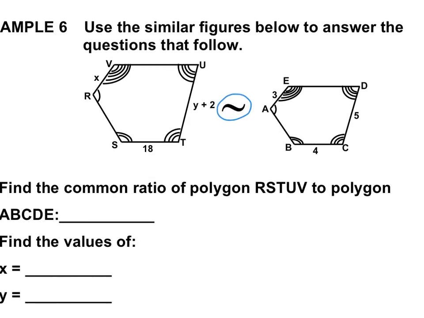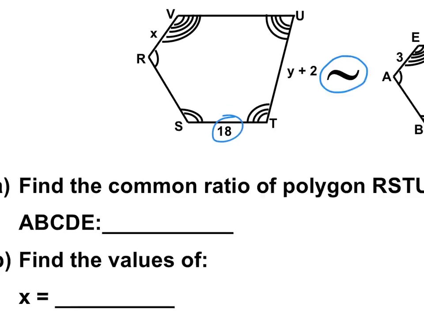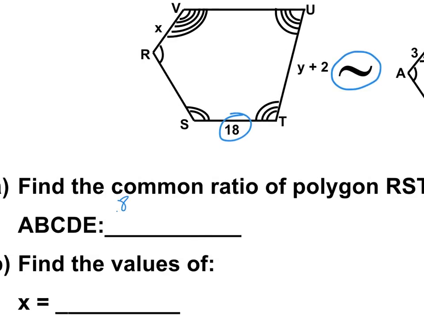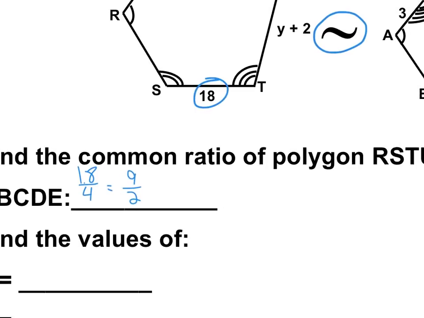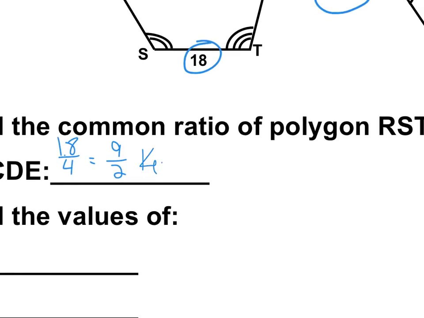Well, I have to look for the corresponding sides that both have measurements. Let's see, if I look around, it looks like I've got 18 and 4. So I'm going to come down here and I'm going to write 18 over 4. And then I'm going to simplify. It looks like it'd be 9/2. Okay, don't put it in a decimal because when we cross multiply, it makes it a little tougher. So I know that's my key. Okay, that's what I have to use to solve all the problems that follow.